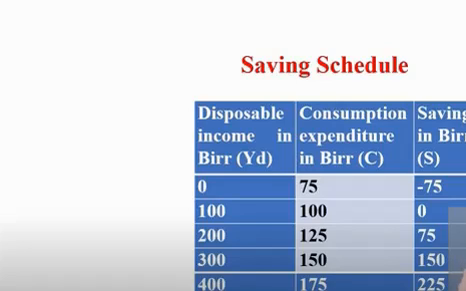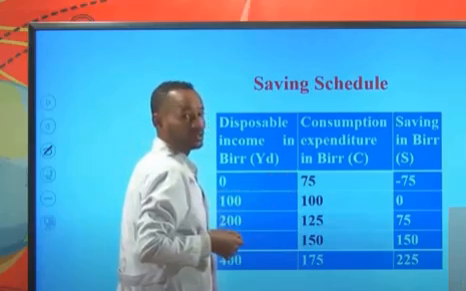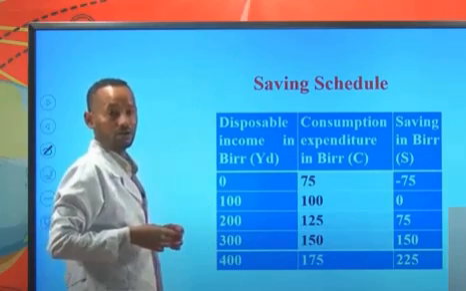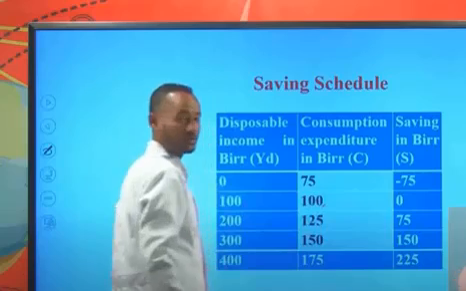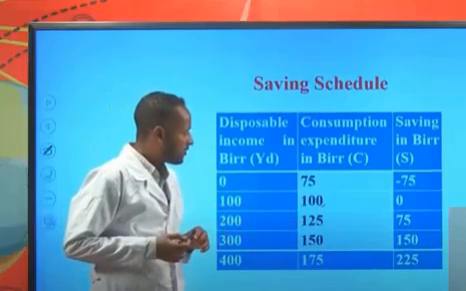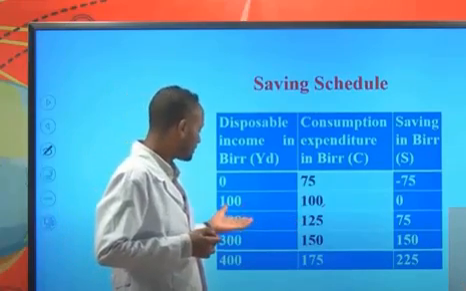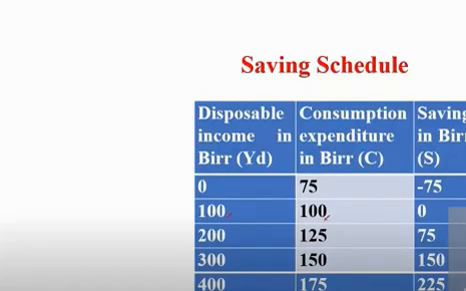Here, when disposable income is 0, if the total consumption spending is 75 birr, then there is negative saving or saving of birr -75. And when disposable income is birr 100, then the total consumption spending is 100 birr. Then there is no saving in this case because the household consumed all the disposable income, hence saving is 0. When disposable income is 200 birr, consumption spending is 125 birr, and then there is an excess of disposable income over consumption spending. This is a saving of birr 75.